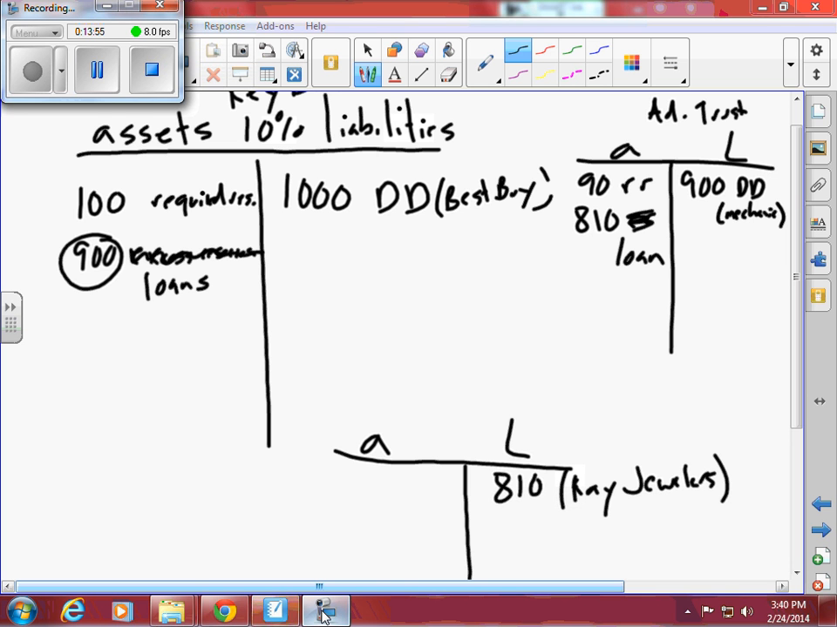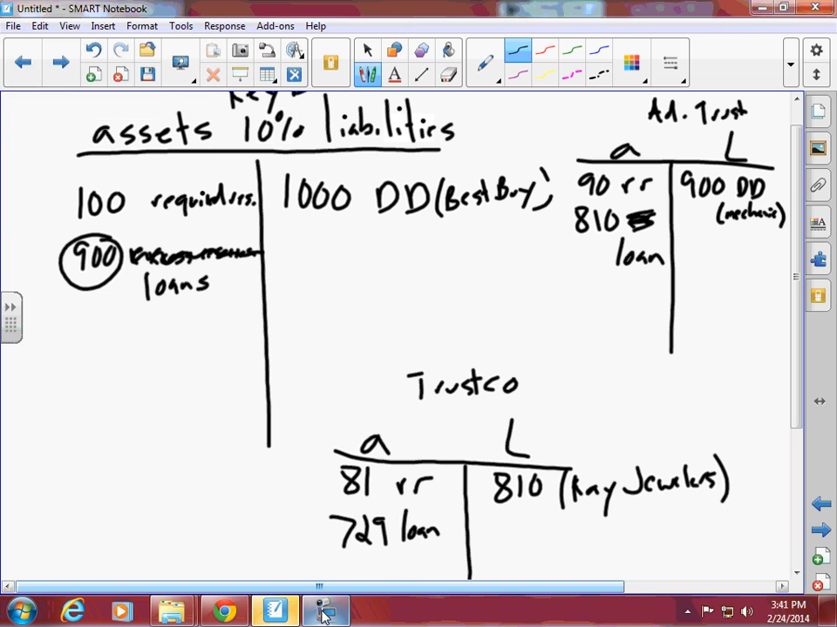Okay, so Kay Jewelers, $810 makes its way into Kay Jewelers, and we'll say that this is Trustco Bank. That's where they have their deposit. That's where they have their account. That 810. Now Trustco has an interesting operation here. They have $81 in required reserves. They have $729 they're looking to loan out. You can see what's sort of happening here.